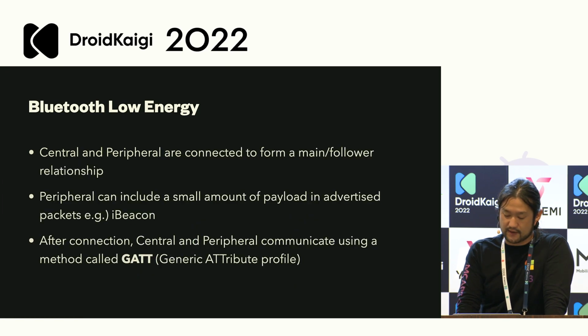BLE also has some concepts that Bluetooth Classic does not have. For example, BLE allows advertisement packets to include a small payload. This is utilized in iBeacon, for example. BLE uses a mechanism called GATT, G-A-T-T, to communicate after the connection is established. This is explained in the next section.